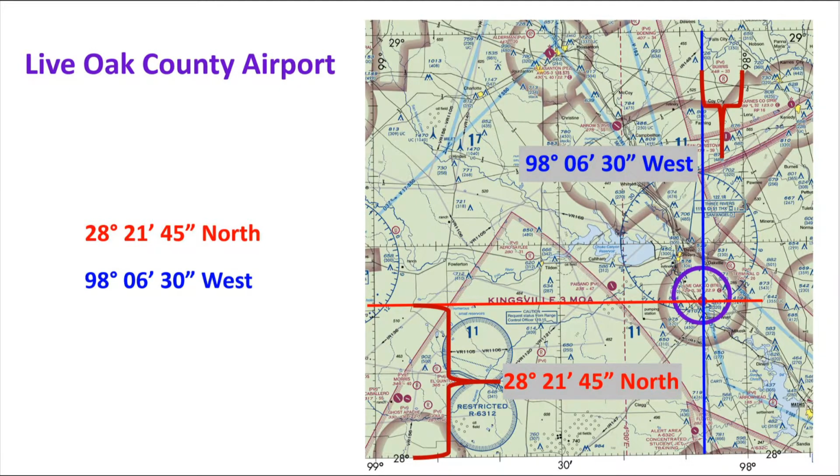We'll call it 45 seconds. Doing the same for longitude, we get 98 degrees, 6 minutes, and roughly 1/2 a minute, so we'll call it 30 seconds. Now let's put these geographic coordinates to use.